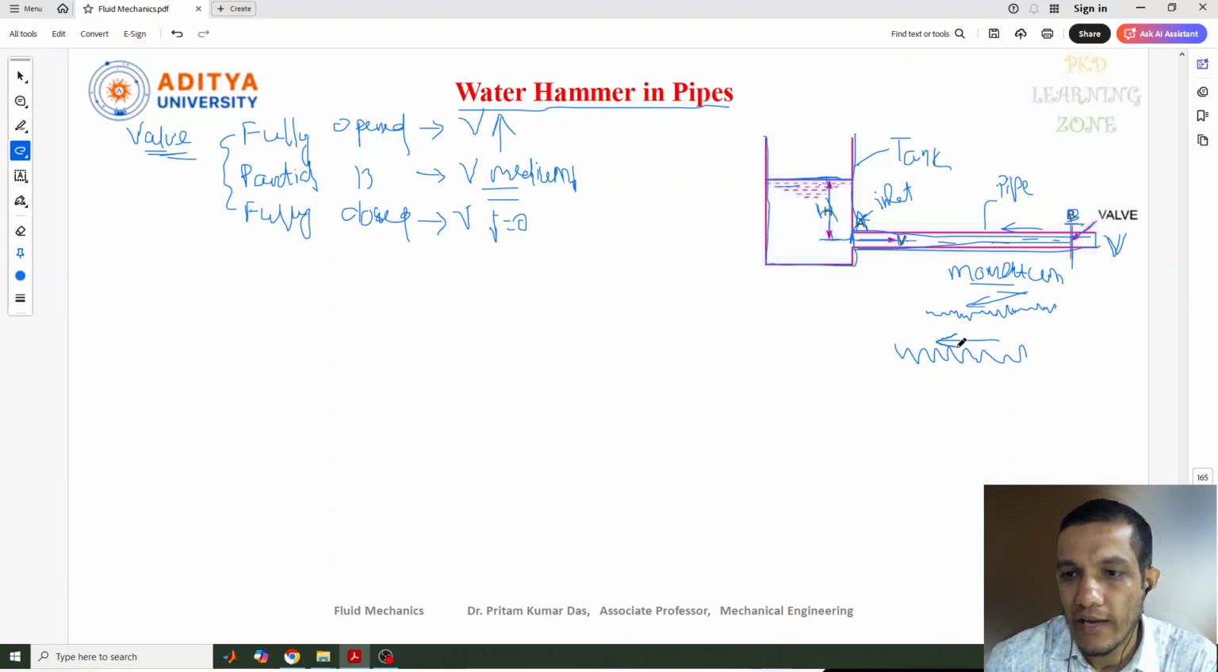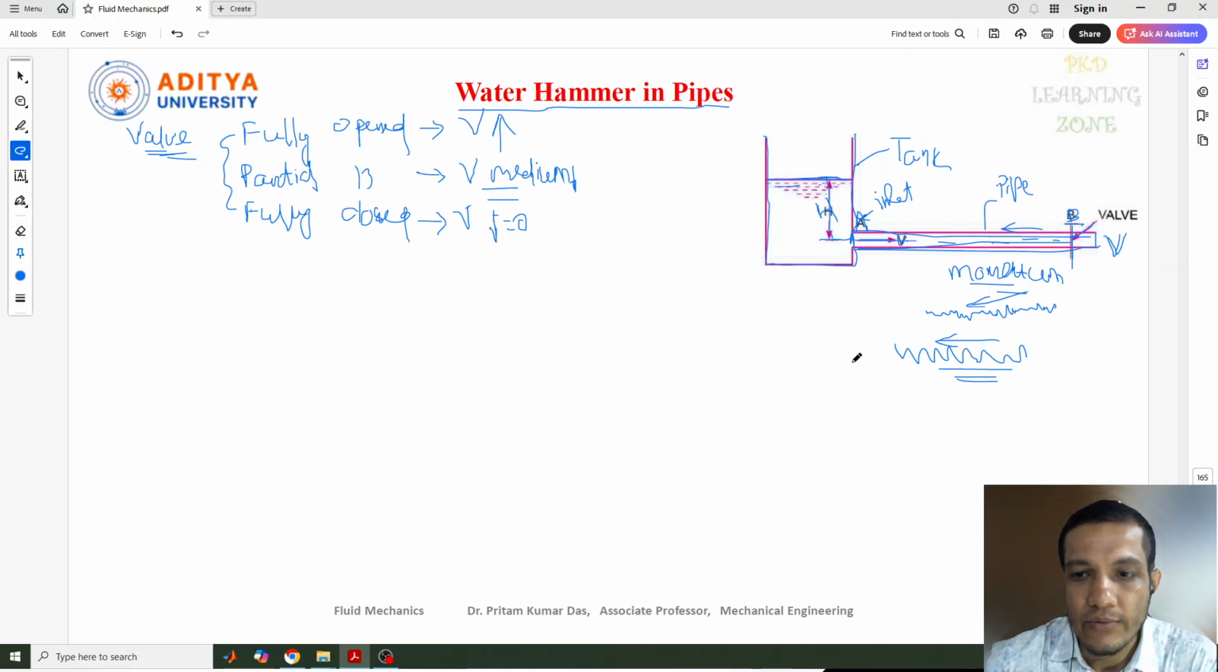So this high pressure wave formation will be created by closing the valve suddenly. Due to this wave formation, the wave velocity will be equal to the velocity of the liquid, or you can say it will be equal to the velocity of sound actually, which is very, very high.